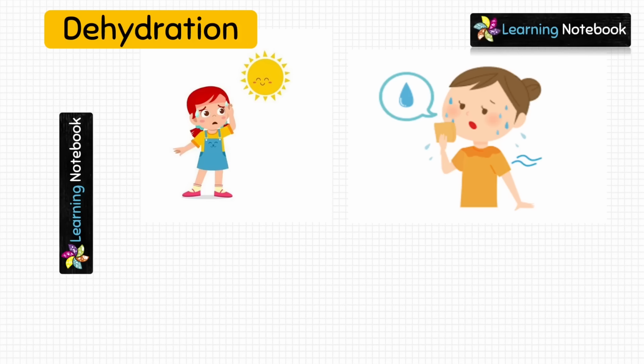First of all, we should immediately move that person to a covered and shaded place. Next, loosen his tight clothes. After that, we should provide the person some lemonade or juice to replenish the lost liquids. So this kind of first aid should be given to the person suffering from dehydration.